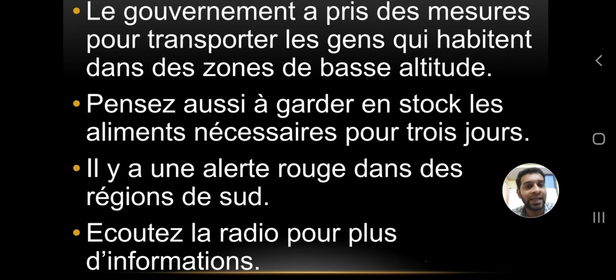Il y a une alerte rouge dans des régions du sud. So there is a red alert in the southern region. As you know, if there is heavy rain, if it rains hard, there will be a red alert. There may happen some serious damages. So you've got to be careful. That's what the red alert means.